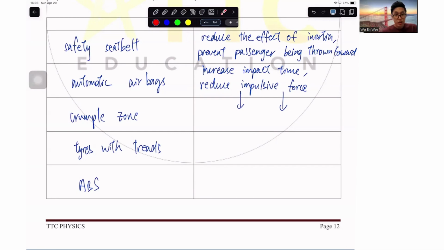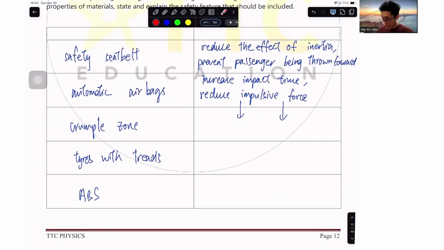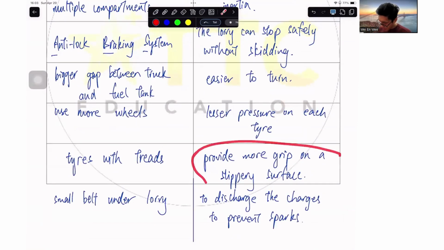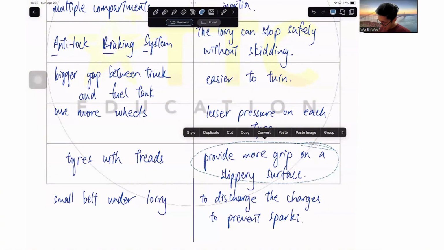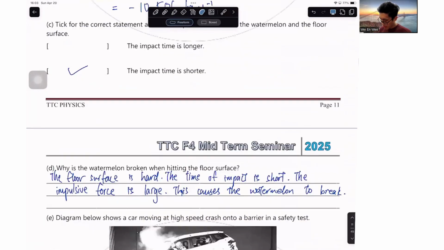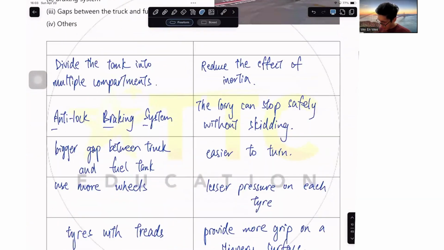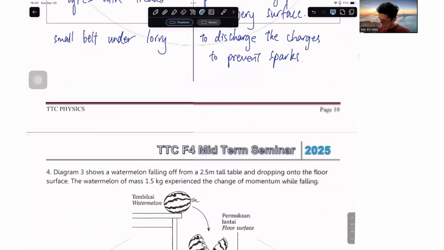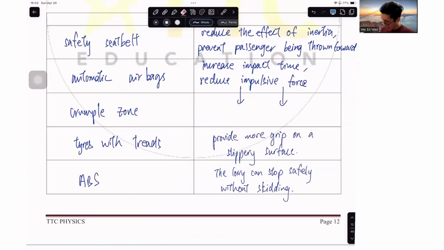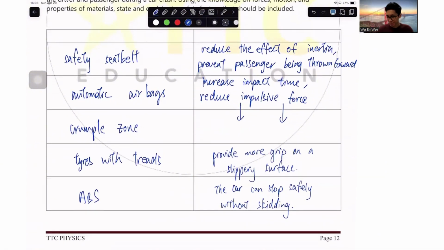Now, the tire with treads, I think it's the same as just now, and then the ABS also the same as just now, okay? So I'm just gonna copy from just now. Tire with treads provide more grip on a slippery surface. And then the last one, ABS is to stop safely without skidding. Okay, of course, I changed this to car lah. Okay, so yeah, you can copy this down while I make my outro.